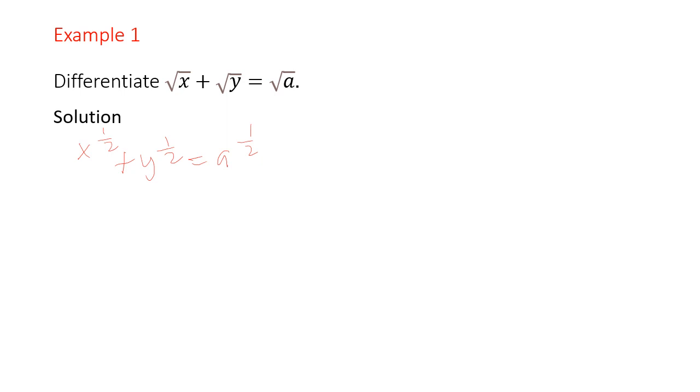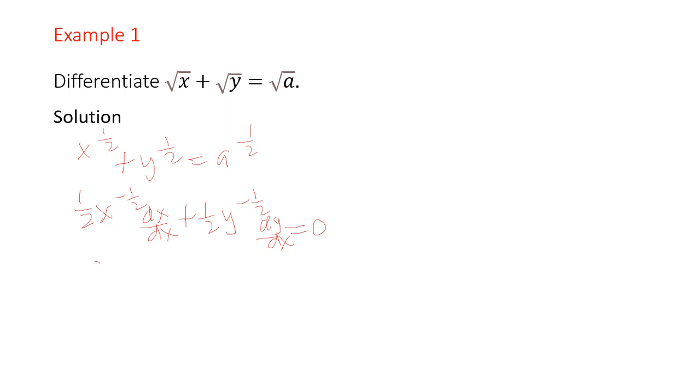So you have 1/2 x to the power minus 1/2 dx over dx plus 1/2 y to the power minus 1/2 dy over dx equals 0.